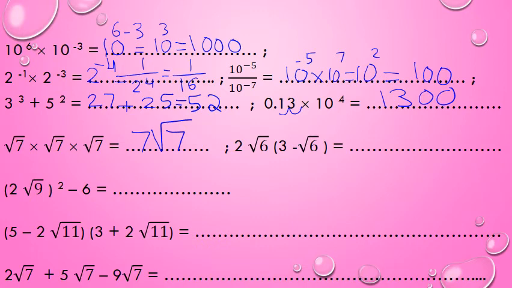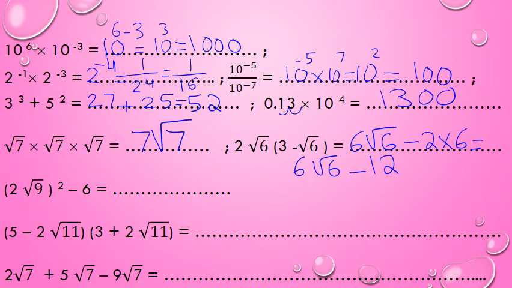Ali, 2 radical 6 into 3 minus radical 6. How do you multiply? We multiply 2 radical 6 by 3, equals 6 radical 6. And then you multiply the plus with the minus, it's minus. And 2 radical 6 times radical 6 will become 2 times 6, because radical 6 times radical 6 is 6. So it equals 6 radical 6 minus 12, since 2 times 6 is 12.